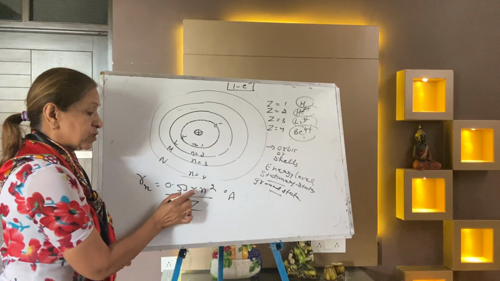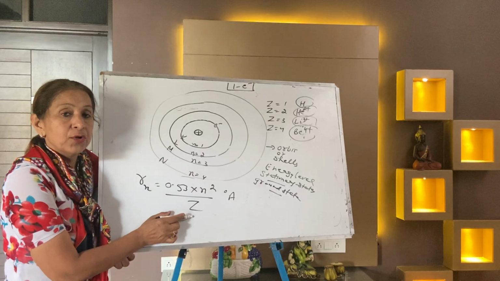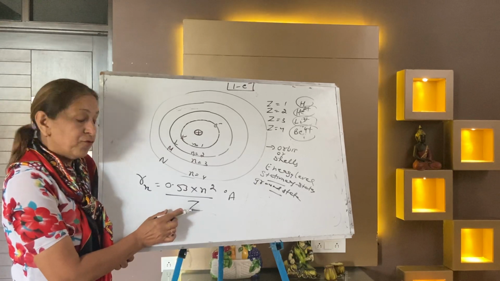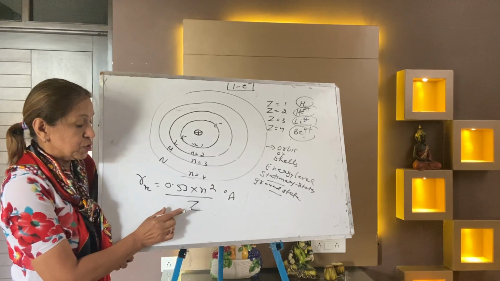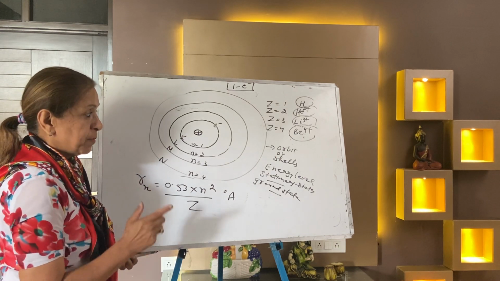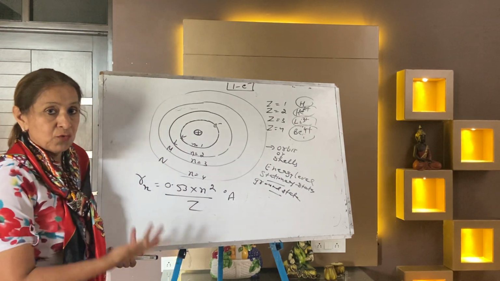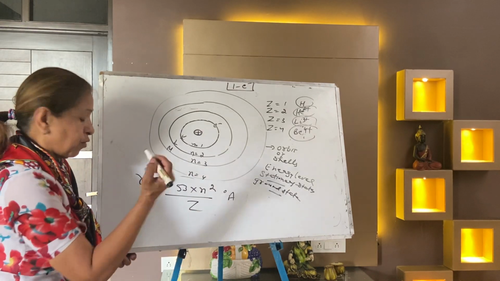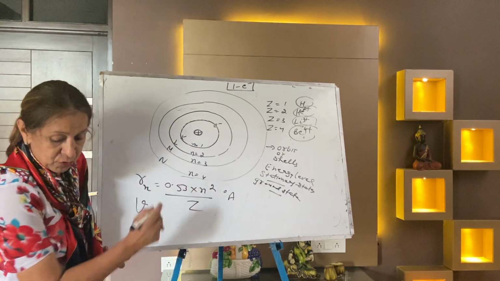Here n is the number of the orbit and Z is the atomic number, which is 1 for hydrogen, 2 for helium 2 plus, 3 for lithium 3 plus is the charge, and 4 for beryllium 4 plus. So this is for single electron species only. Z is the atomic number of hydrogen, helium 2 plus, lithium 3 plus and beryllium 4 plus. In this way you can calculate the radius. If you want to calculate the velocity of the electron moving in any of the orbits, there is one more formula you can write: velocity v_n for any of the orbits.